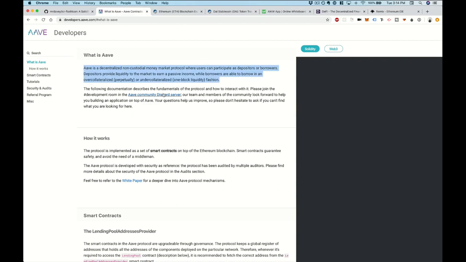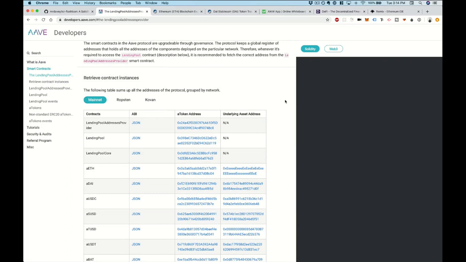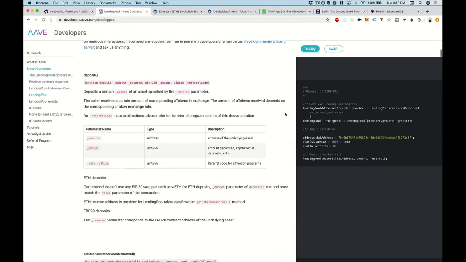So Aave is a platform that does several things in the DeFi space, but right now they're getting famous for providing developers the ability to do flash loans. Essentially, they're coming up with a set of smart contracts that give you access to liquidity and allow you to perform the flash loans so you can take advantage of these price differences.